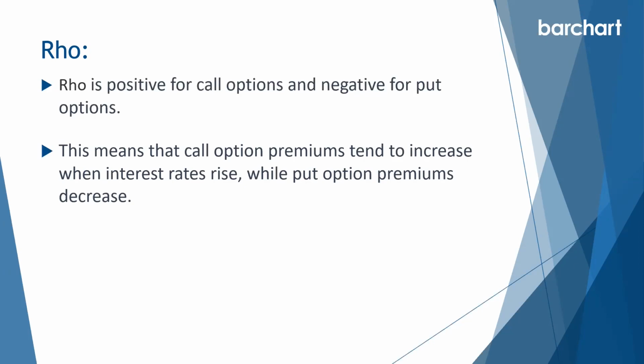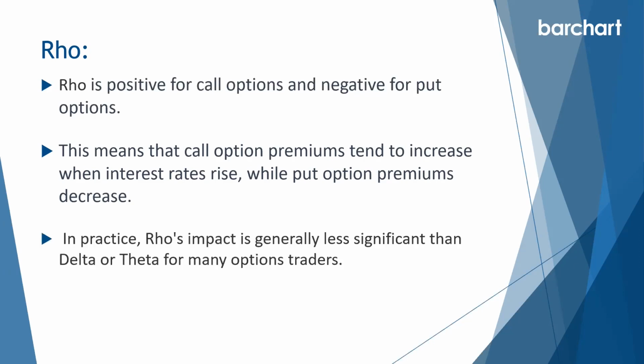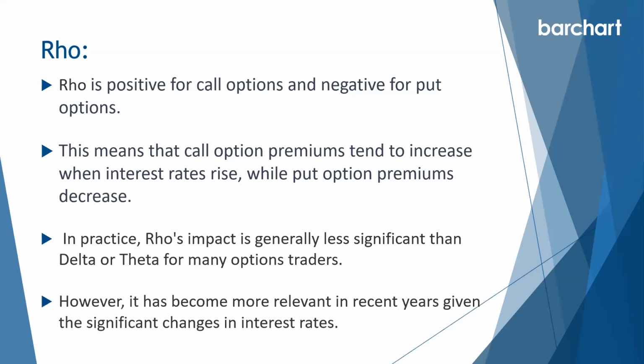This means that call option premiums tend to increase when interest rates rise, while put option premiums decrease. In practice, though, rho's impact is generally less significant than delta or theta for many option traders. However, it has become more relevant in recent years given the significant changes in interest rates that we've seen.